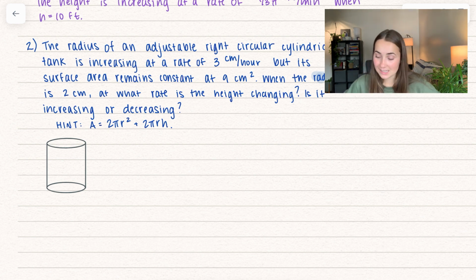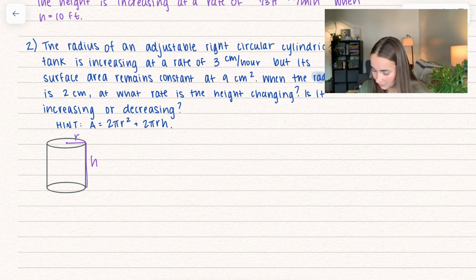and is it increasing or decreasing? We're given a hint right here. We have the surface area equation: A is equal to 2 pi r squared plus 2 pi r h. So we already have this beautiful picture right here. Let's go ahead and fill it in with some things. I know this right here is going to be equal to the height, and then from here to about here, that's going to be the radius, right? So those are the only moving parts we have going on here.